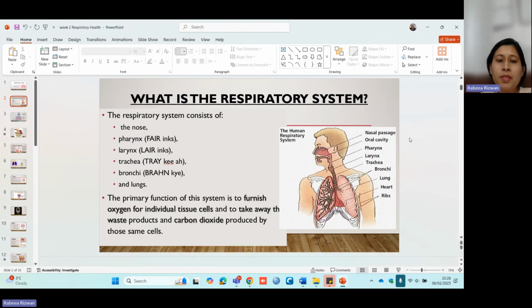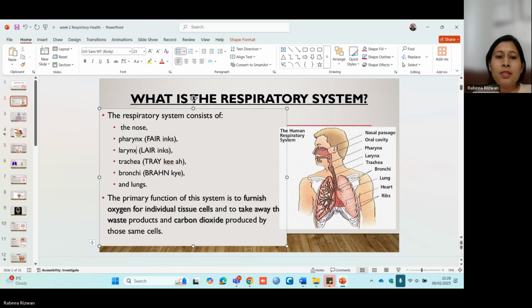The respiratory system actually consists of different parts of our body that combine and work together and help us to breathe. The multiple parts and organs of our body work together to support the breathing system of our body. It means breathing in and out of the air. So what does this consist of? Number one is the nose. Second is the pharynx. Then the larynx, then trachea, bronchi, and lungs.